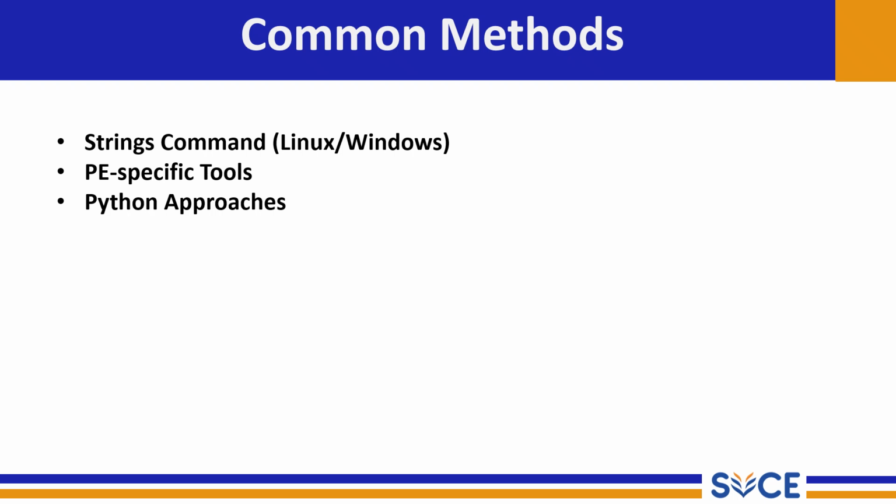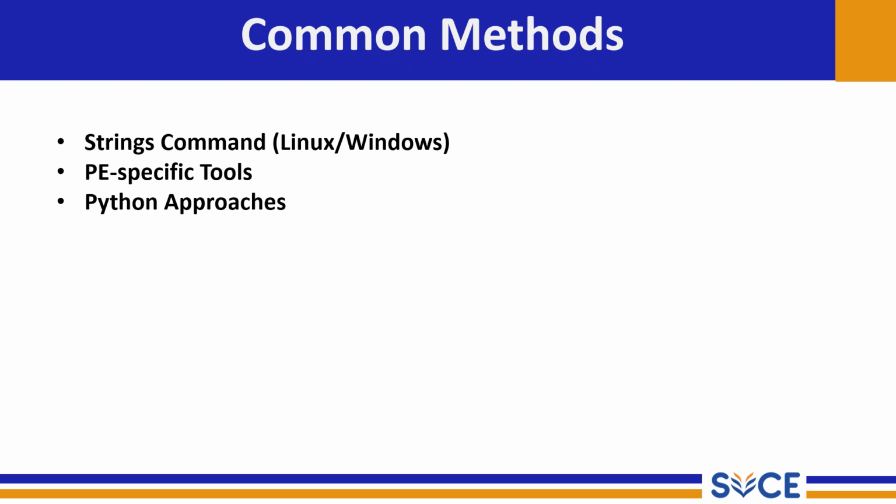Here, for example, strings -n with file.exe: the -n flag sets a minimum string length. The default is 4. And you have already seen the types of tools available for the specific PE, like PE View, CFF Explorer, PE Studio, and BinText. All these come under the PE specific tools.